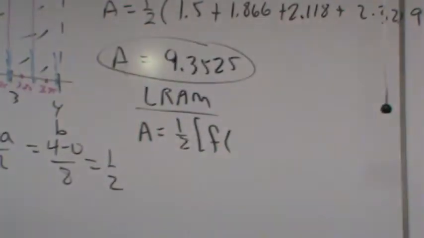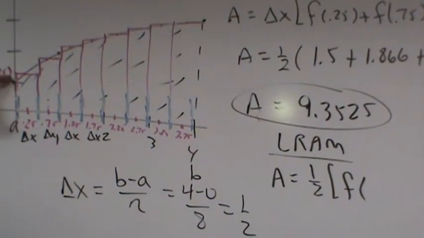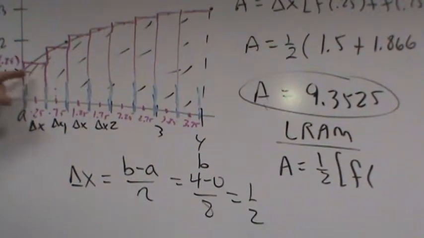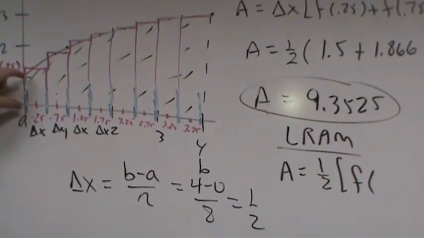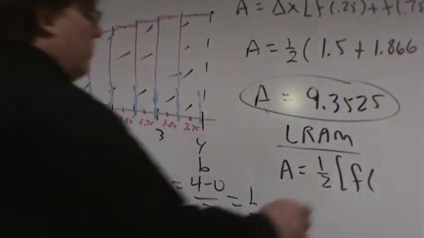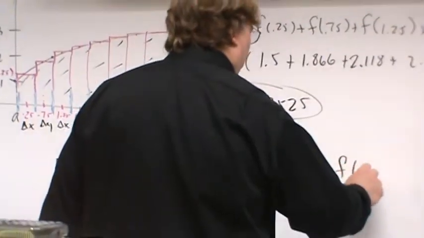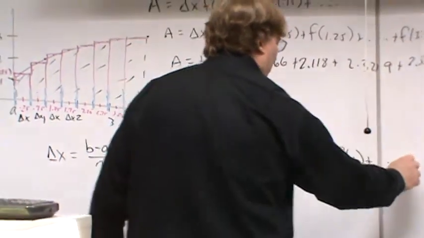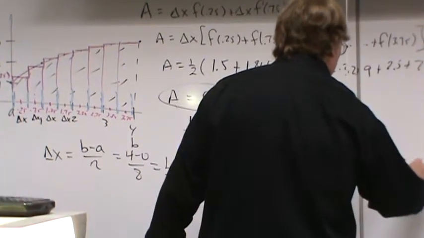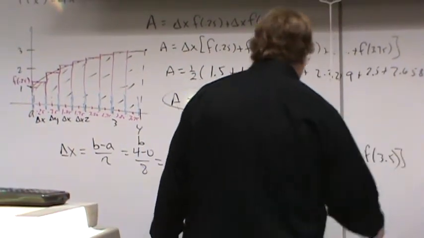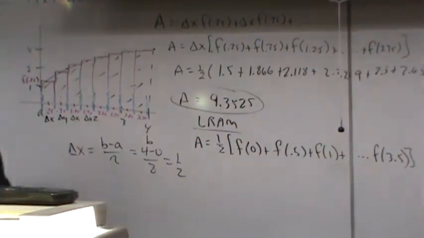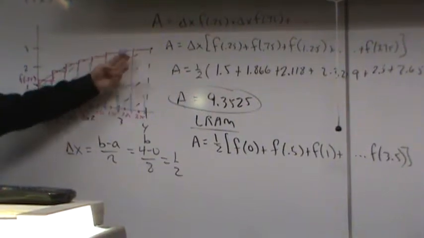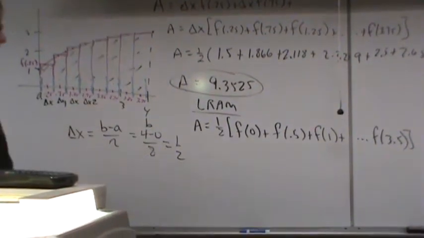If I'm doing LRAM, then I hope you see the first y value would have been f of 0, because the height of the first rectangle would have been the y coordinate of the leftmost point. So it would be f of 0 plus f of 0.5 plus f of 1 plus ... all the way to f of 3.5. And then that's it. You would be done. That's what you would get with LRAM, where the height of each rectangle is the y coordinate of the leftmost point.